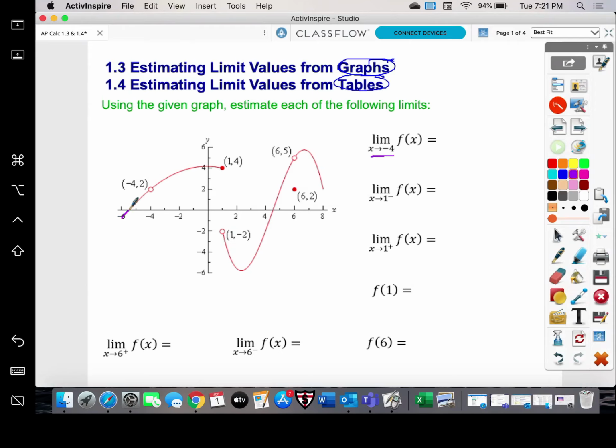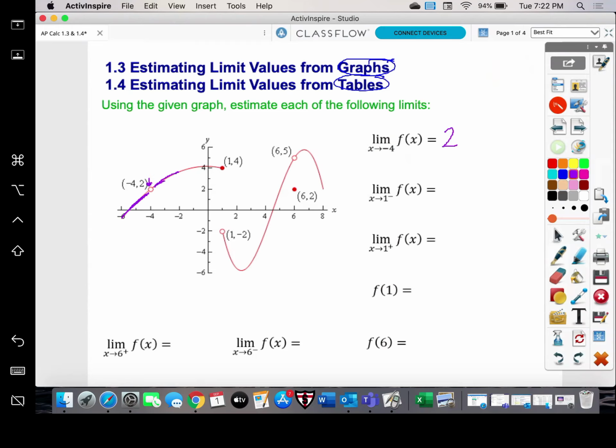Some people like to think of it as we're tracing along this function. As we get close to -4, there was no direction there, right? Nothing from the left or from the right. So we have to look at both sides. And as I get close to -4 on both sides, my function value is getting really close to this open circle. So I would say that this limit is equal to that y value there at that open circle, which is 2. Now that's not the same as saying that f of -4 equals 2. That's not true because of the open circle, but limits and function values are oftentimes very different.